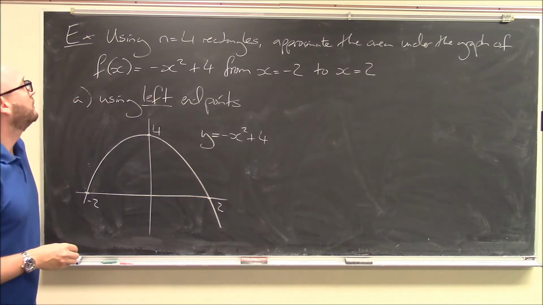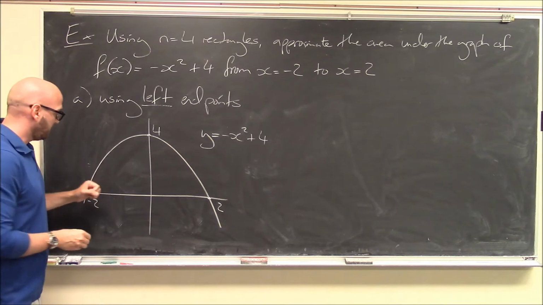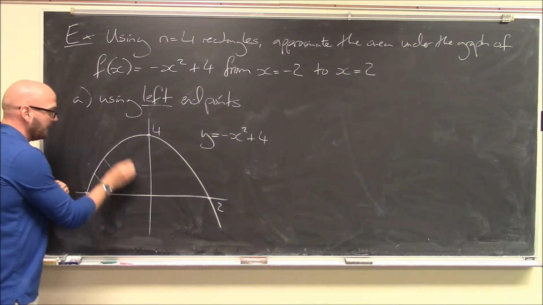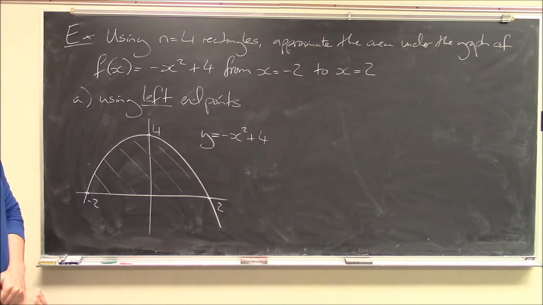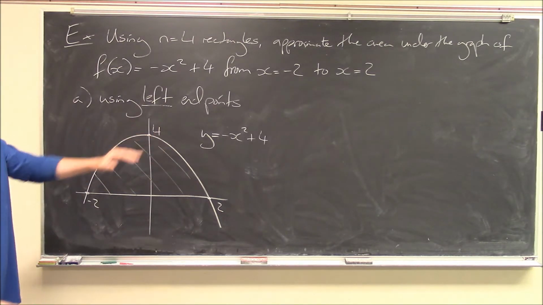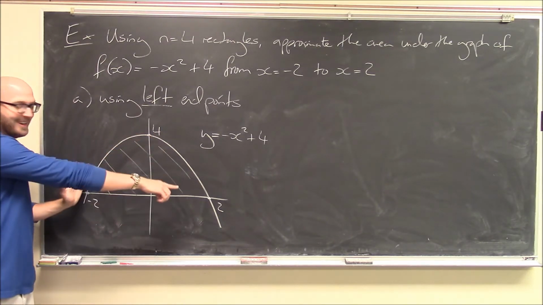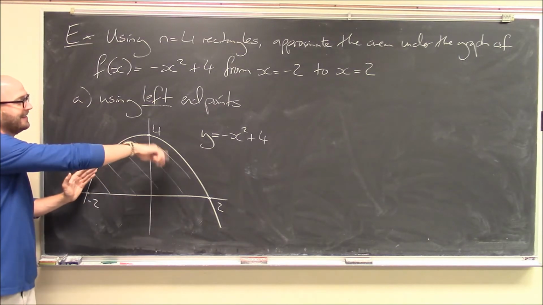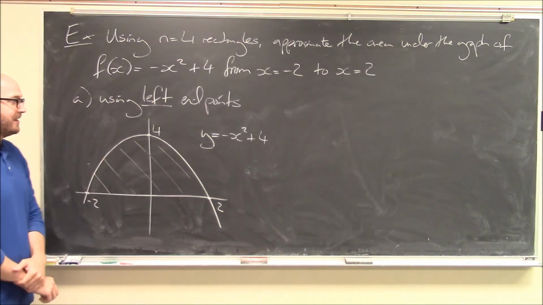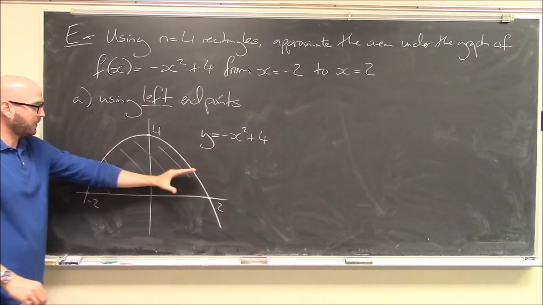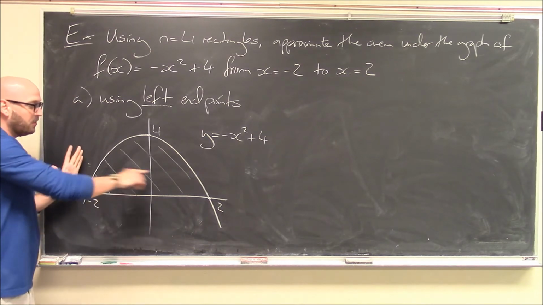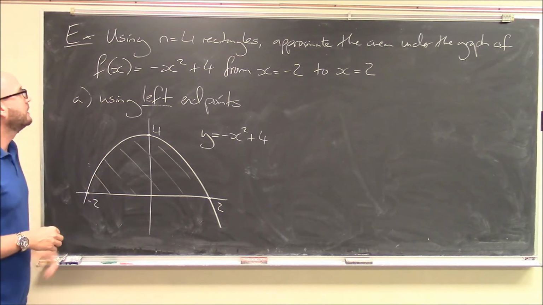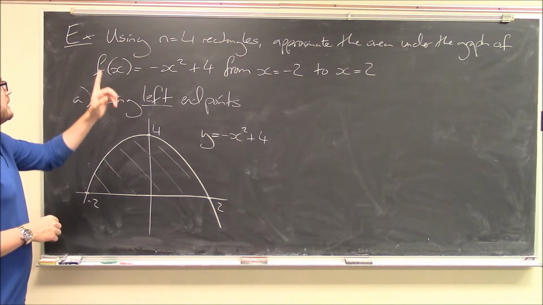And the question is, approximate the area under this graph, so approximate this whole area from x equals minus 2 to positive 2 under the graph y equals minus x squared plus 4. So we're looking for this shaded region. And we're told exactly how to approximate it, right? We just went through this whole process of using approximating rectangles. We're told to use 4 rectangles.